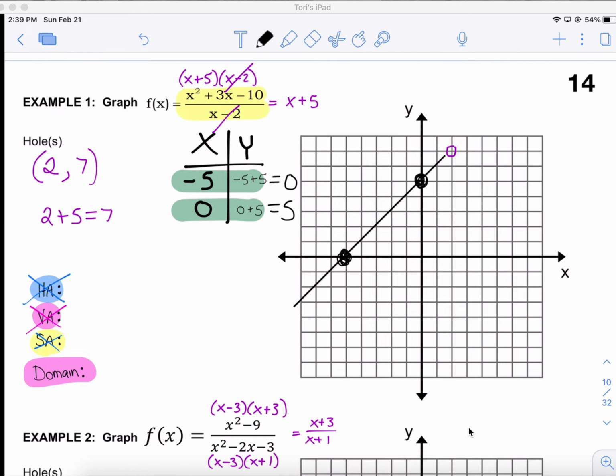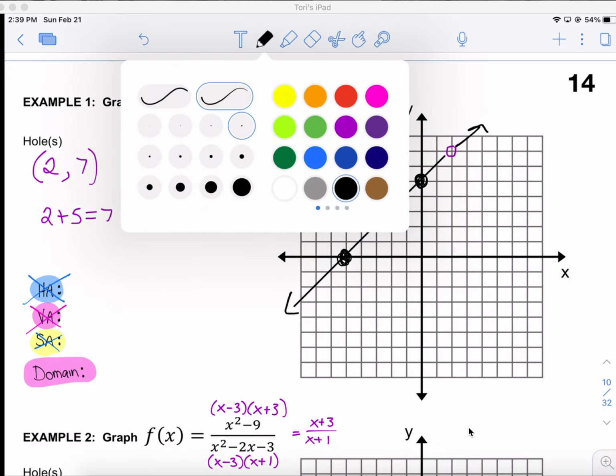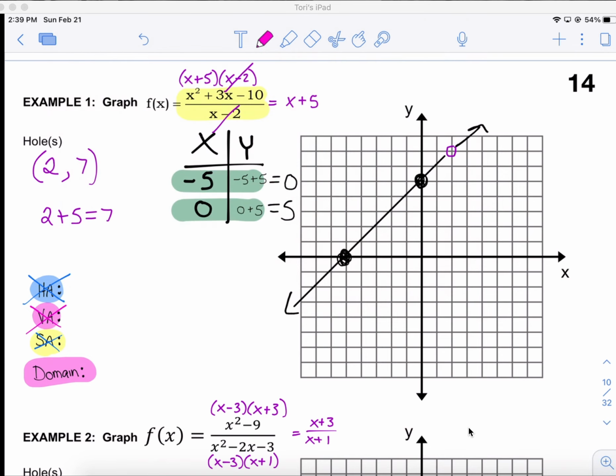Notice that when I get to that open circle, I am going to stop and go on to the next part, okay? Let's go ahead and focus on the domain. In this case, we have all real numbers except for that hole. So except for that x number, I have to skip over. So from negative infinity, we have to skip over the 2, and then we can go all the way to positive infinity, okay?